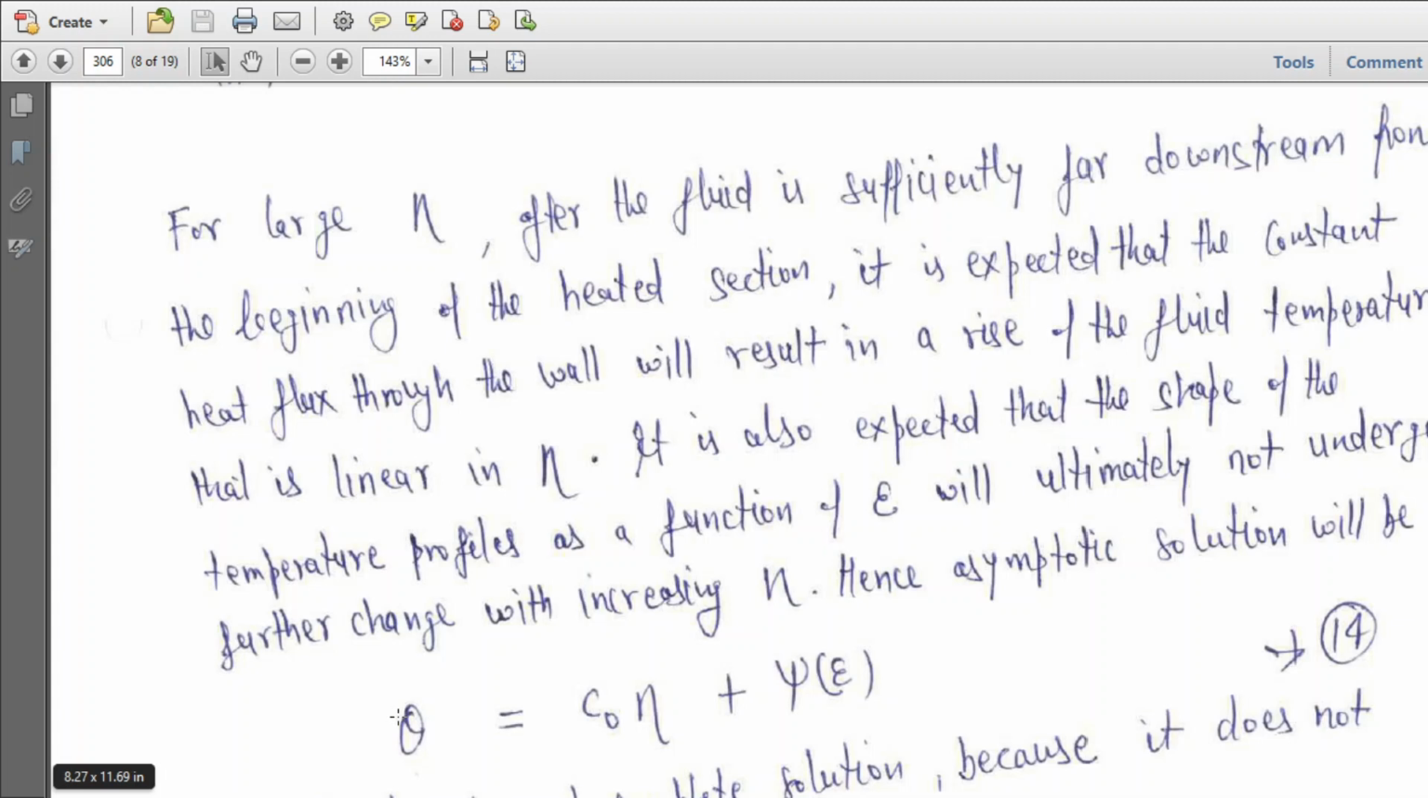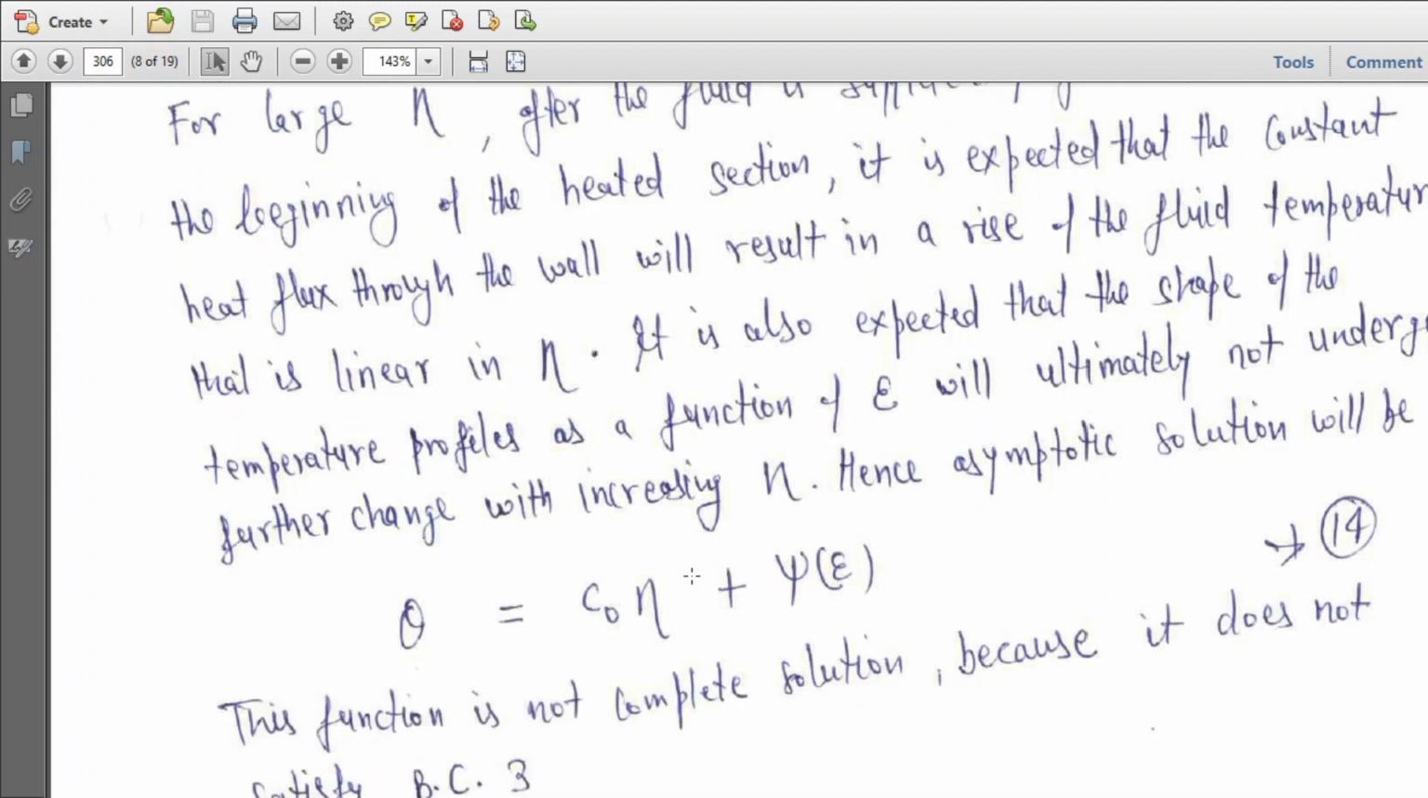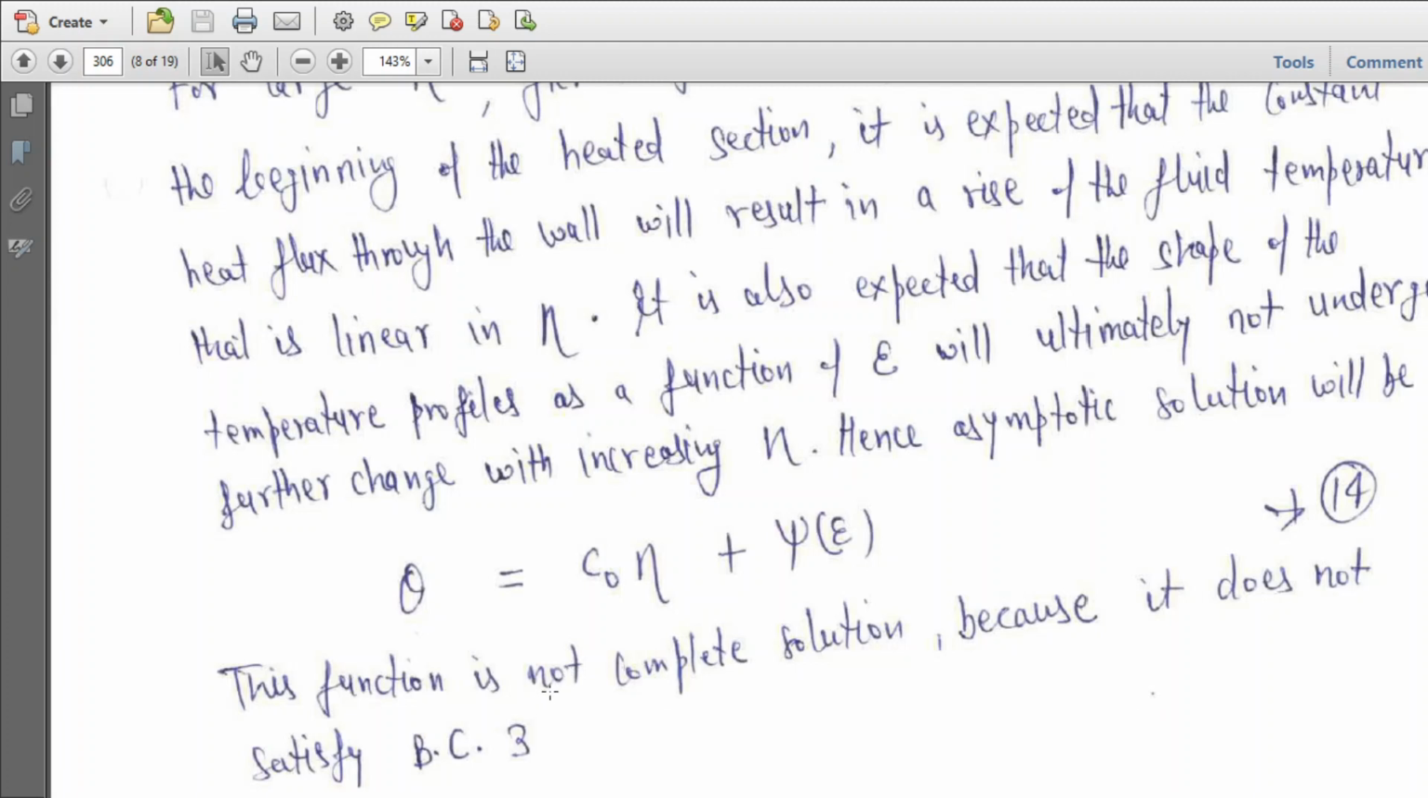So your theta expression would have two functions. One is purely a function of eta, the other is purely a function of epsilon. It means after a particular point your temperature profile should not change with respect to change in position, that is eta. Okay, so this function is not a complete solution because it doesn't satisfy boundary condition 3.